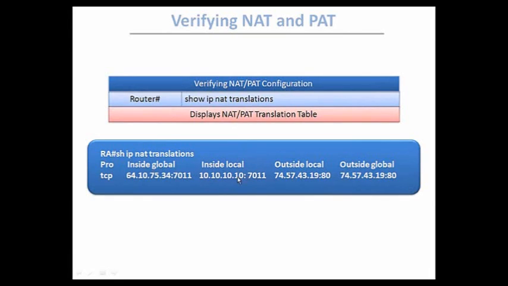Inside local, the private IP address is 10.10.10.n, and the source port is 7011, and the inside global is 64.10.75.34, with a source port also 7011. And these ports are coming from protocol TCP, which is layer 4, and it's the same in this case. And the outside global, the public IP address of the destination, is 74.57.43.19 with destination port 80, and the outside local is also the same, 74.57.43.19 port 80, because we have no way of figuring out what the actual private IP address of the destination is, and that is why Cisco fills up the outside local with the same IP address as the outside global.